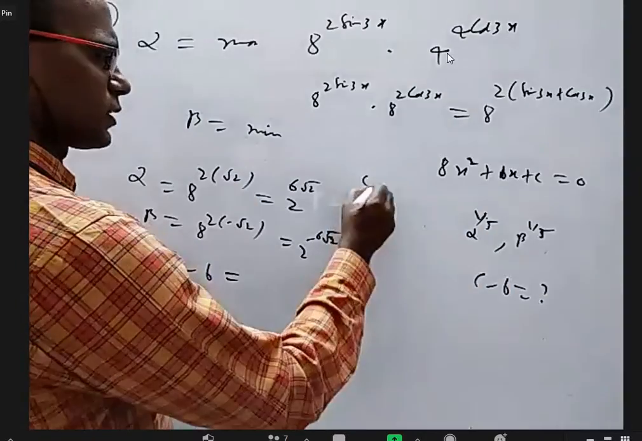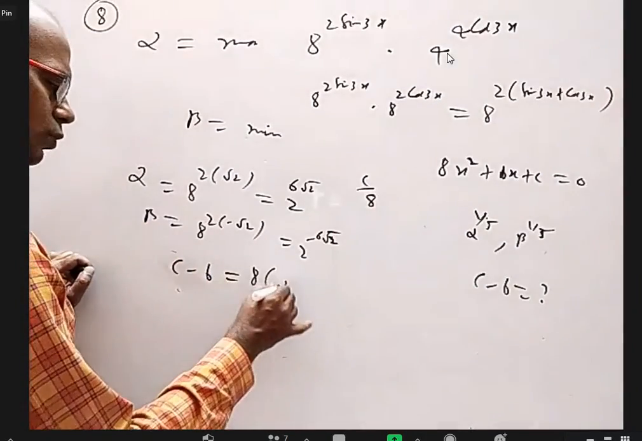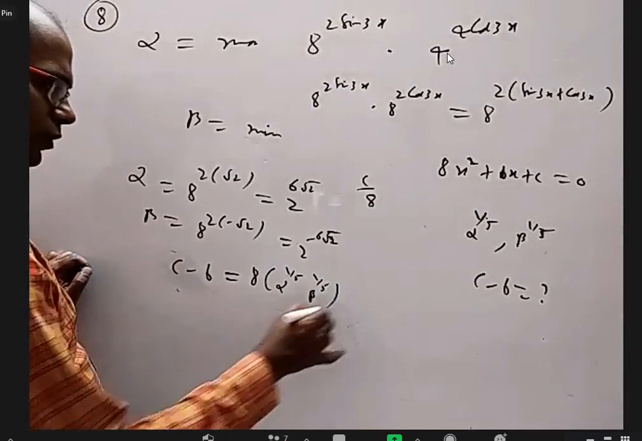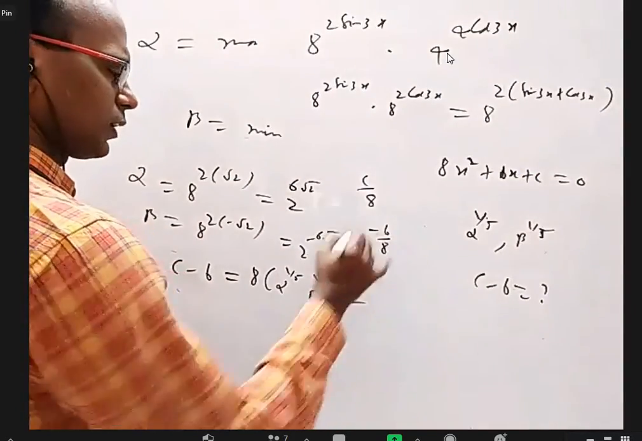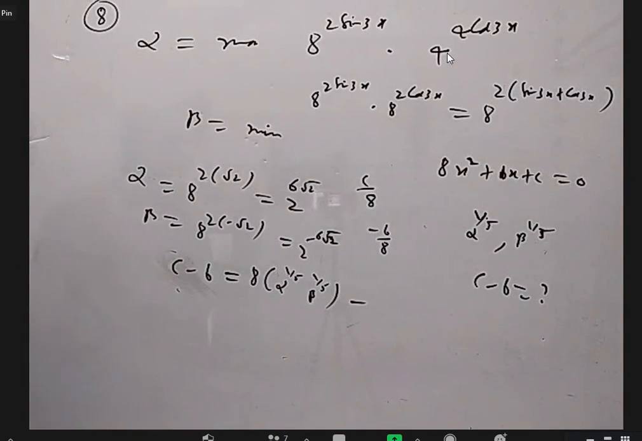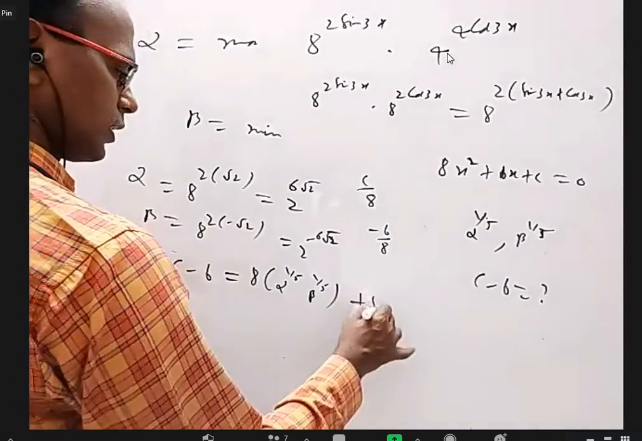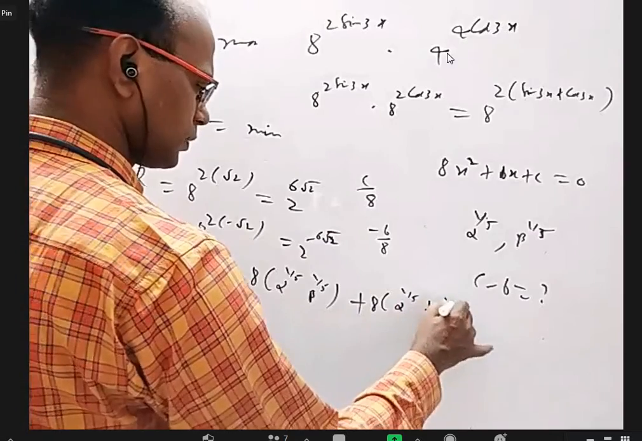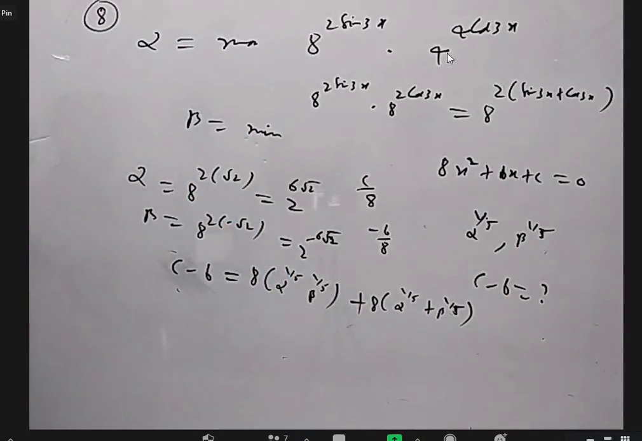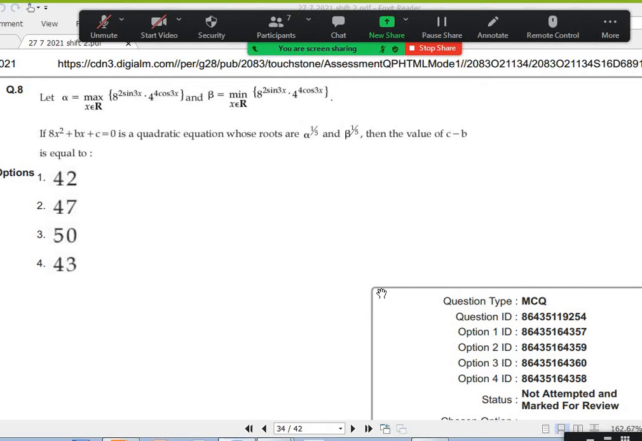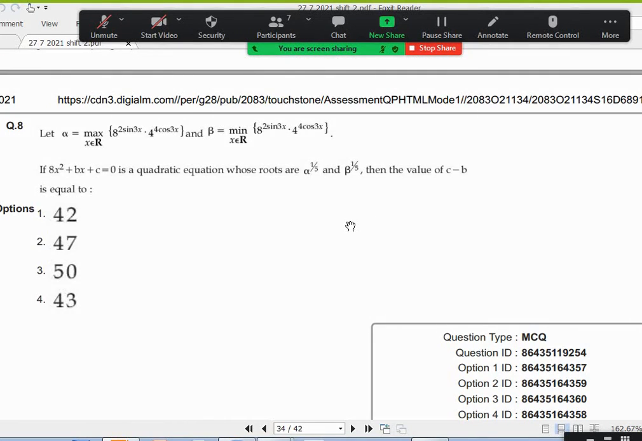What is c? C by 8 is the product of the roots. So c is 8 into alpha power 1 by 5 into beta power 1 by 5. Next, minus b by 8 is the sum of the roots. So minus b by 8 means 8 times alpha power 1 by 5 plus beta power 1 by 5. Even then, power 1 by 5 is not really working. Let us look at it.